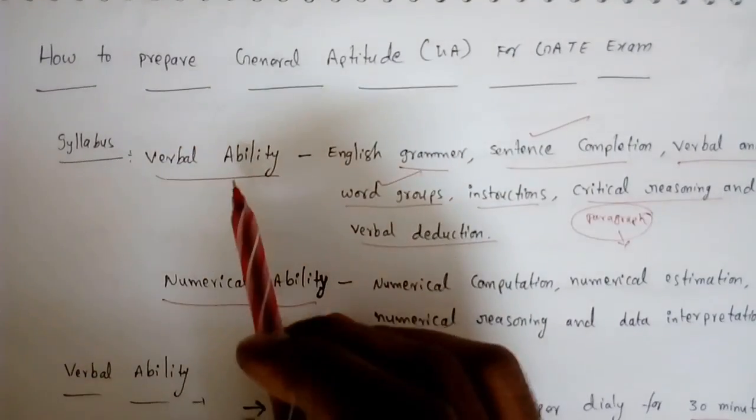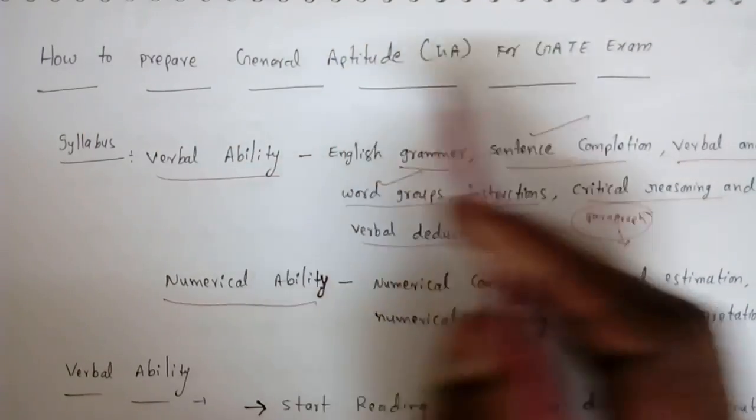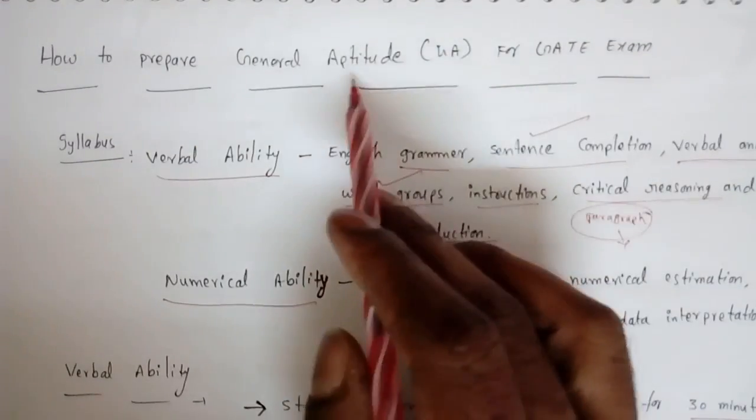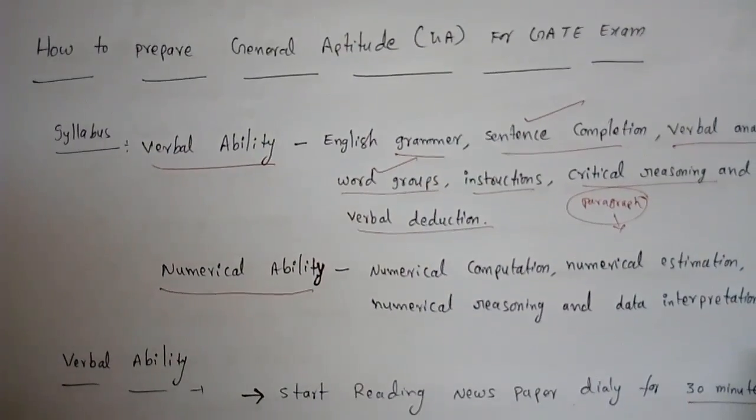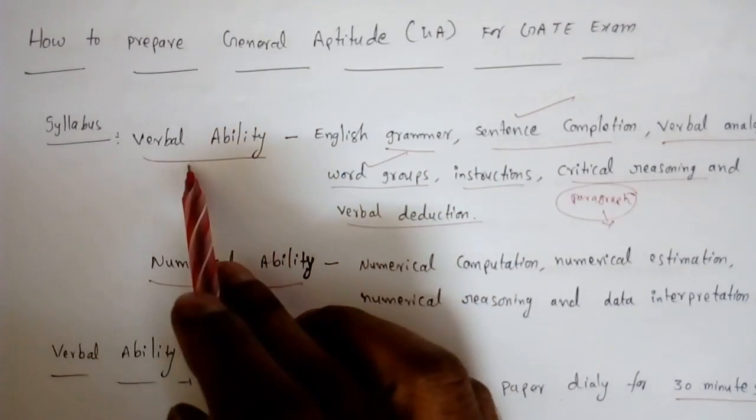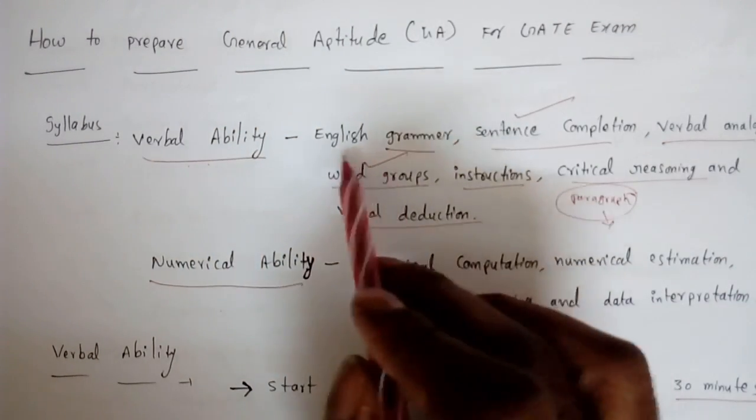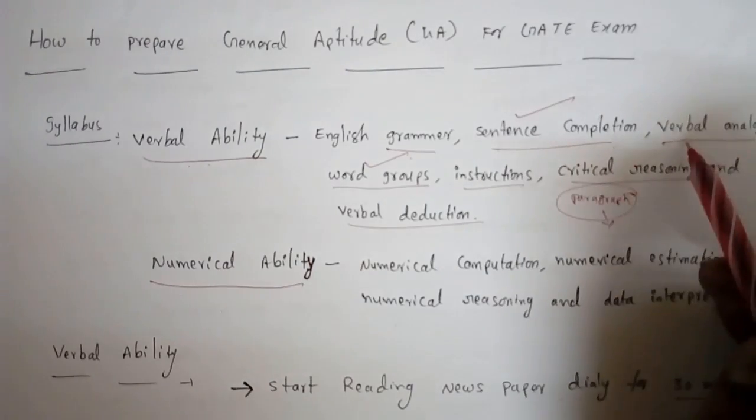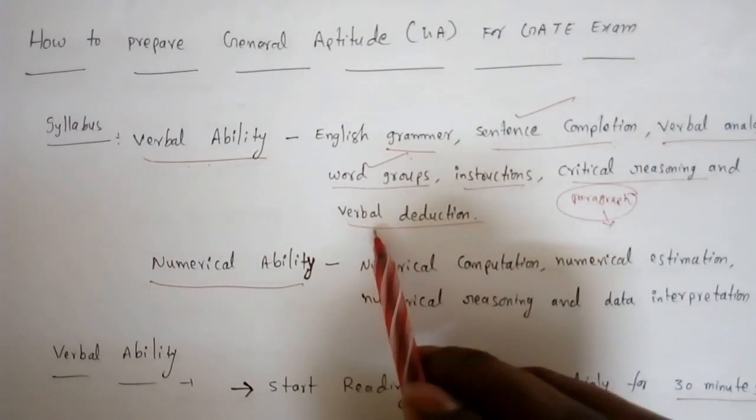In this lecture, I'm going to give some introduction to how to prepare General Aptitude for the GATE exam. This General Aptitude is common for all branches. Now if I see the syllabus, verbal ability and numerical ability will be there. In verbal ability: English grammar, sentence completion, verbal analogies, word groups, instructions, critical reasoning and verbal deduction.